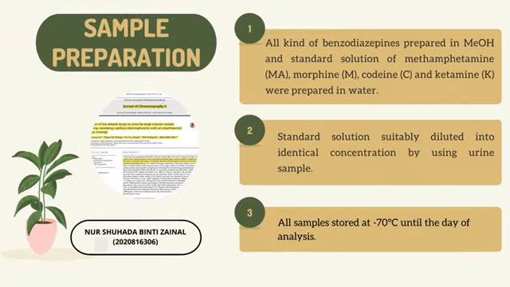The sample preparation consists of 3 simple steps. Firstly, all kinds of benzodiazepines were prepared in methanol, and standard solutions of methamphetamine ME, morphine M, codeine C, and ketamine K were prepared in water. Next, the standard solution is suitably diluted into an identical concentration by using urine sample. And lastly, all the samples are stored at -70°C until the day of analysis.